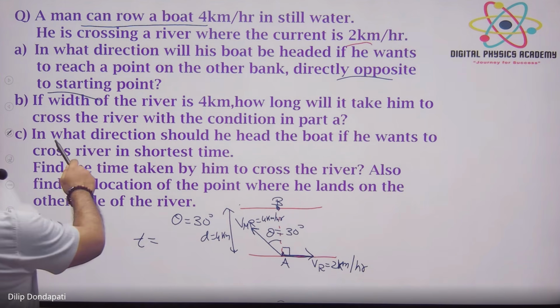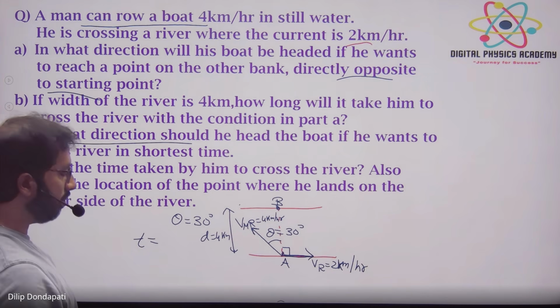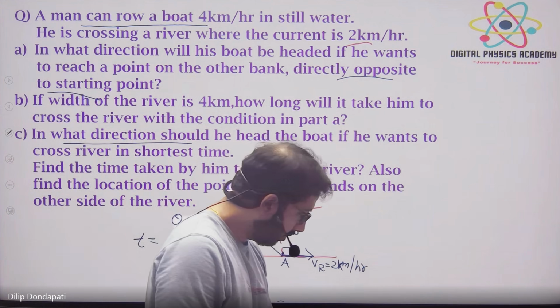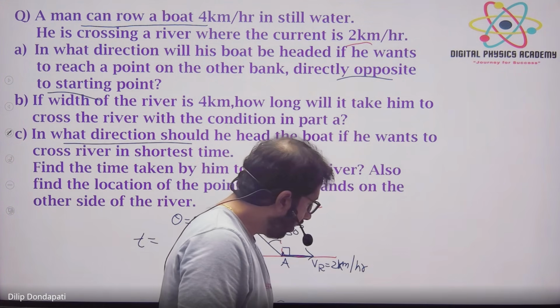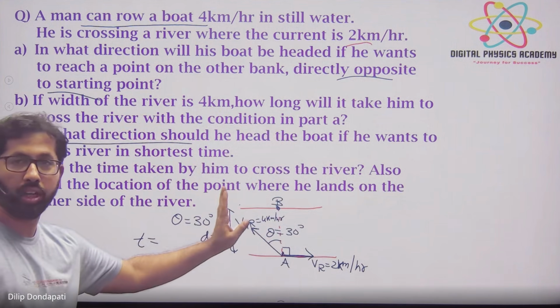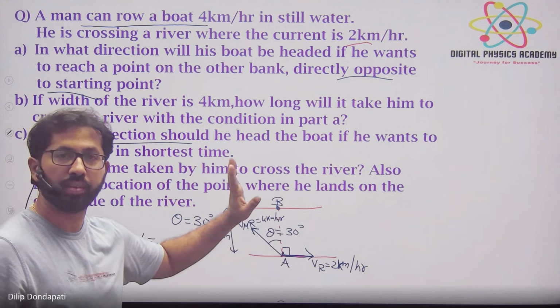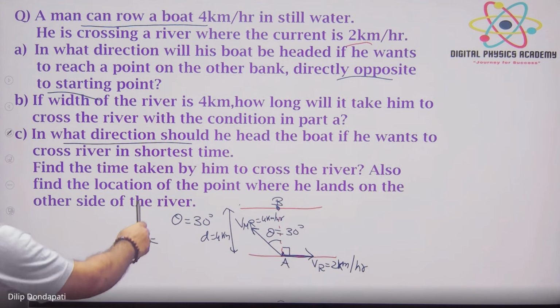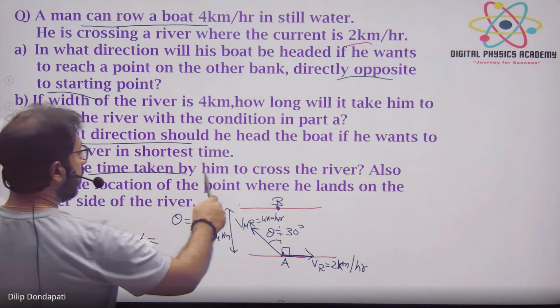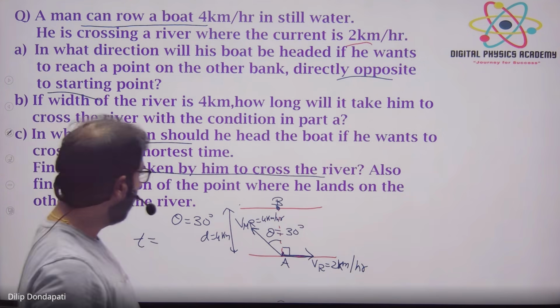No. In what direction should he be headed if he wants to cross the river in shortest time? Leave that. In what direction, meaning in terms of angle, 120 degrees he has to head so that he reaches in shortest time. Okay, that is theoretical. Now he is telling what? Find the time taken by him to cross the river. Find the time taken to cross the river.